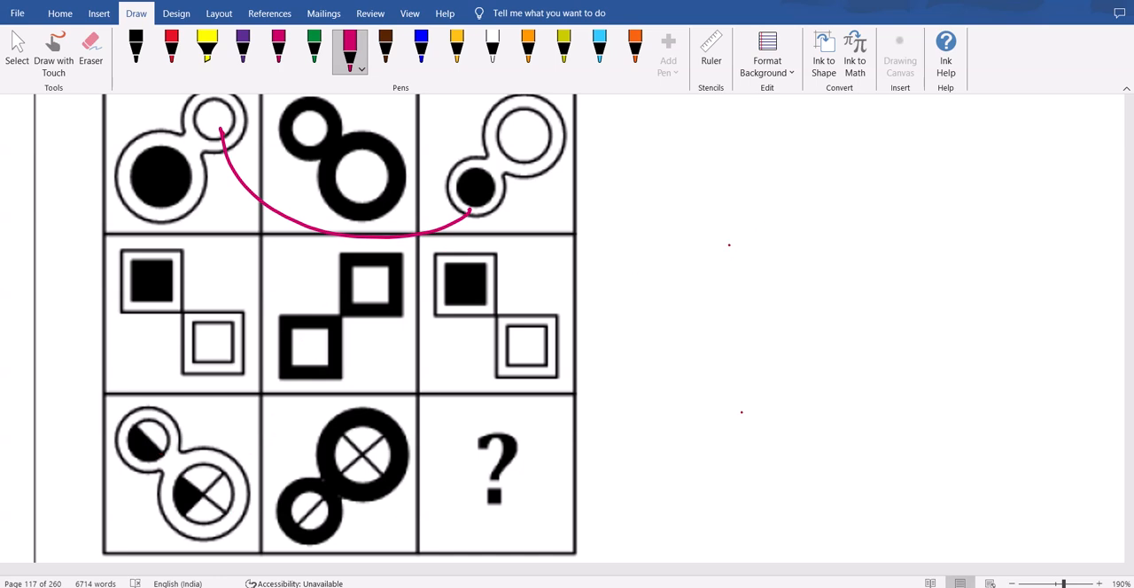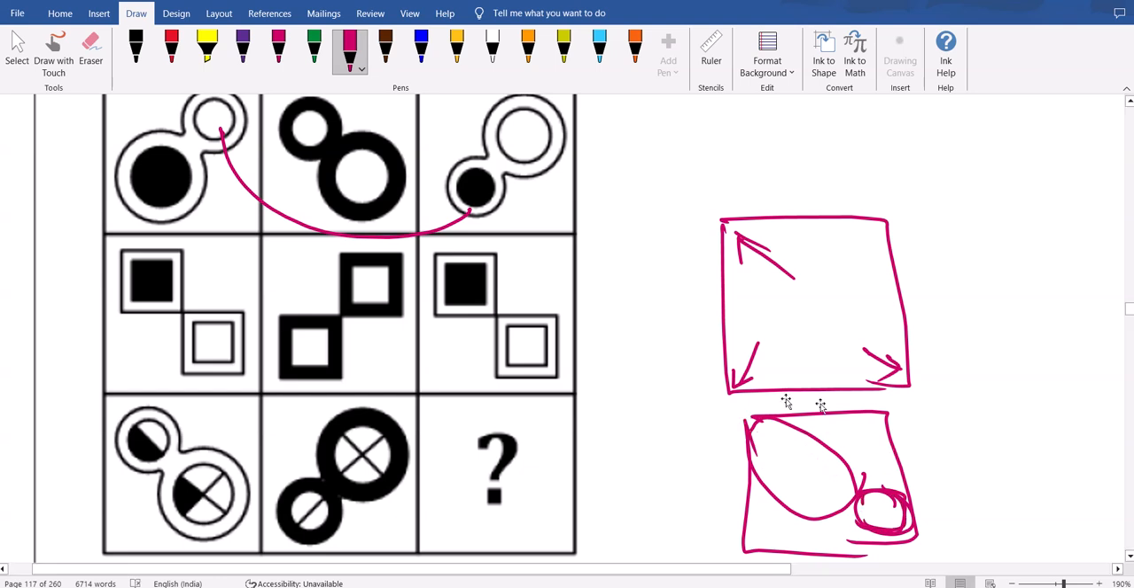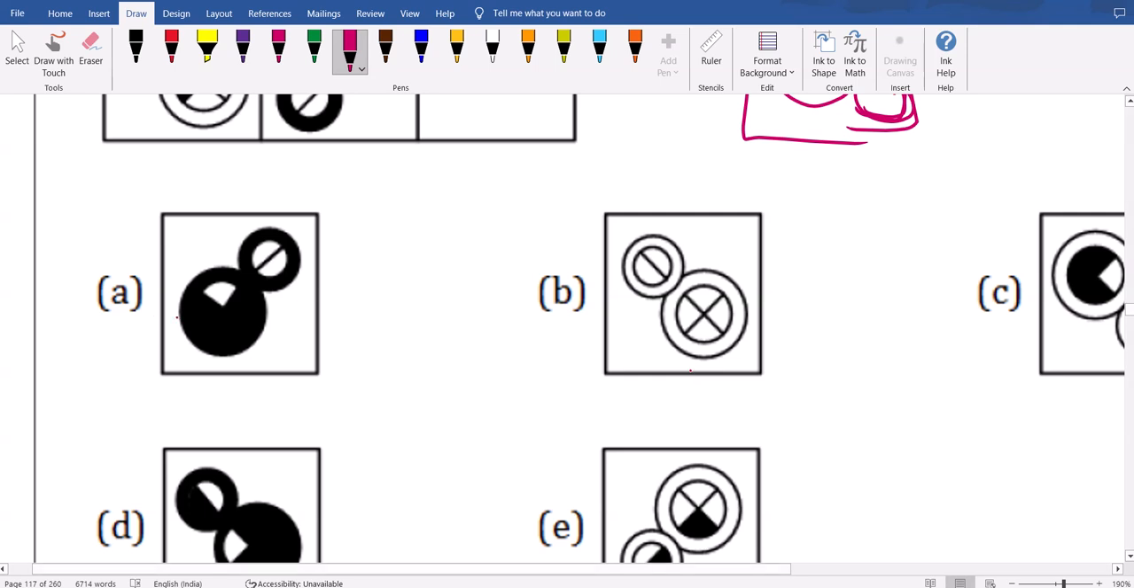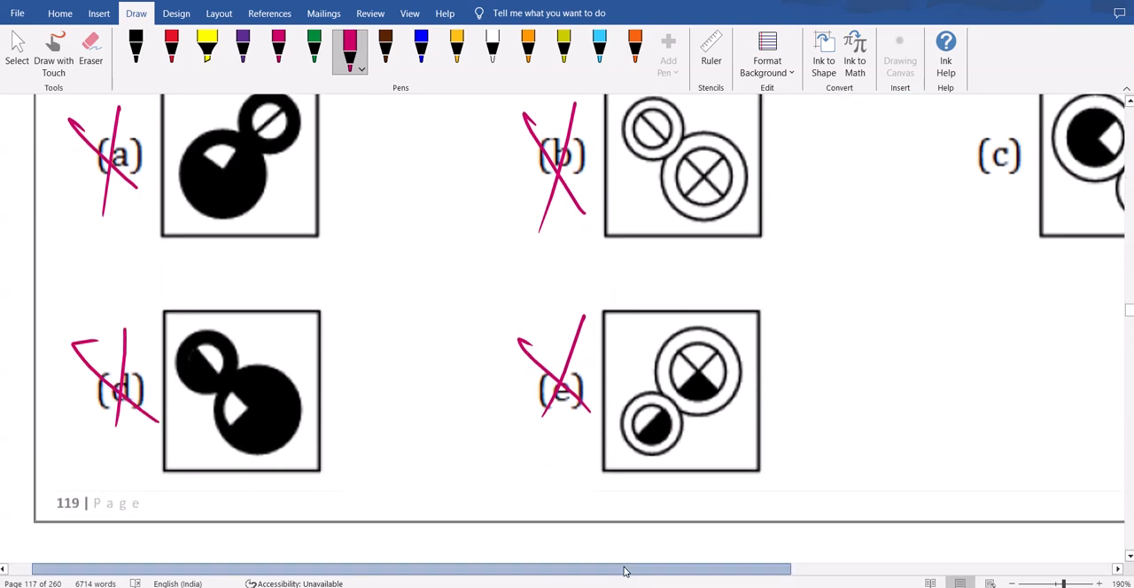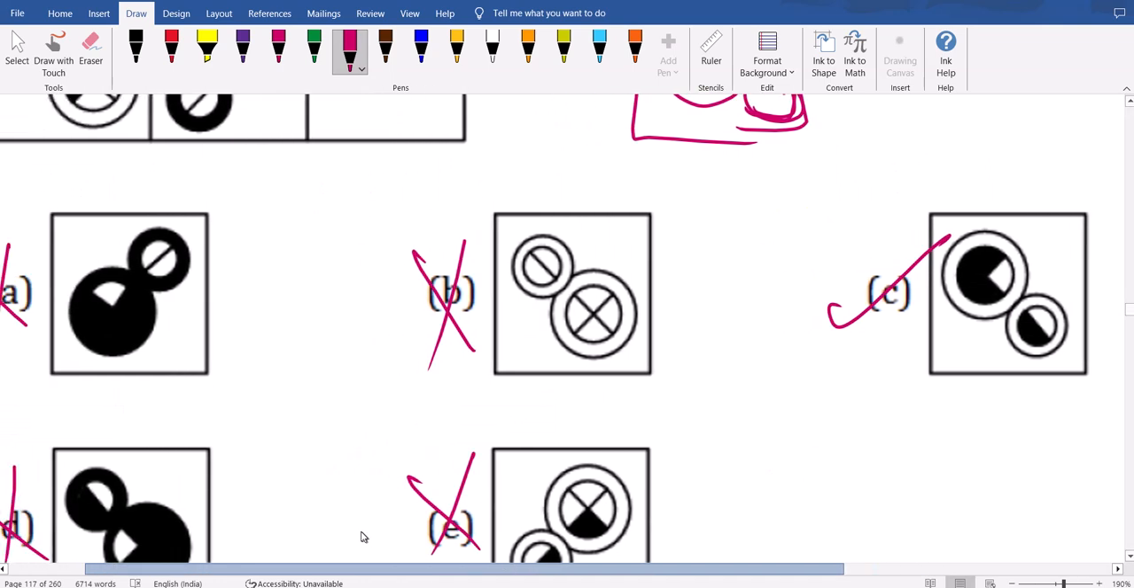What is happening? It is going to the corners. It went to this corner. Next diagram, this corner. Next diagram. So you need a small shape here, big one here. Small should be on this side. So first we'll check that. Small towards that corner. No, not this. Not this one. Not this one. Small ones towards south east. Only C is available. Very simple. C is my answer.